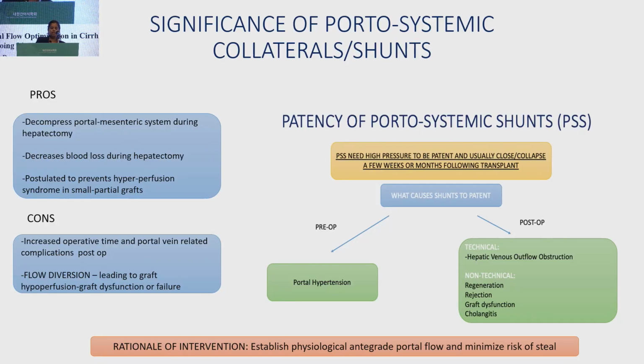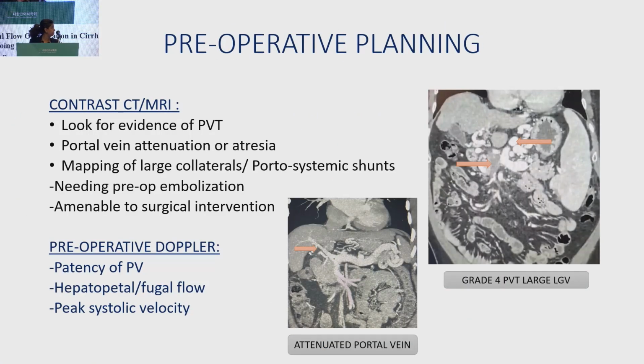Whereas the disadvantages being, it is known to have increased portal vein complications postoperatively, as well as cause flow diversions and cause steal phenomena, thereby leading to hypoperfusion and graft dysfunction or failure in severe cases. Hence, it is very important to have a good preoperative imaging and mapping. So in order to have this, we need to have a good contrast CT or MR to look for status of the portal vein, whether there is thrombosis, attenuation, or atresia. We also need to map the collaterals and shunts so that if need be, we would have to address them.